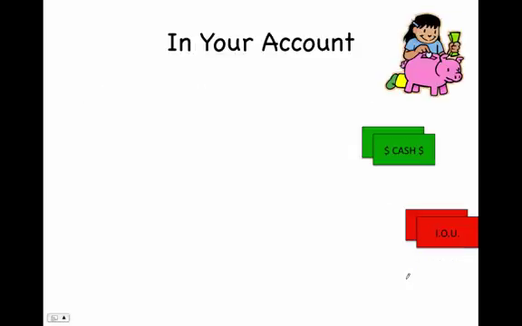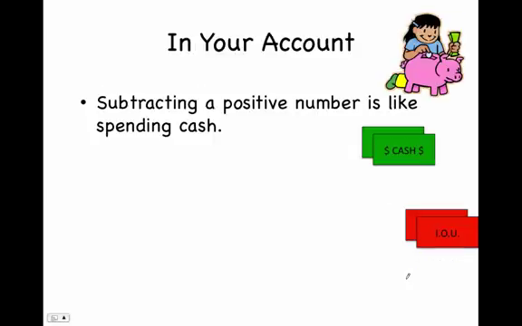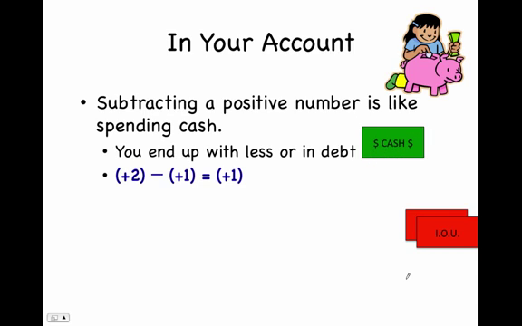Now in your account, subtracting a positive number is like spending cash. You end up with less or in debt. That should make sense. If I spend money that's in my wallet or account or wherever, I'm going to end up with less. It's like saying, I have $2, I spend $1, now I have $1 left over. Positive 2 minus positive 1 equals positive 1. That's the subtraction you probably first learned. That makes sense.